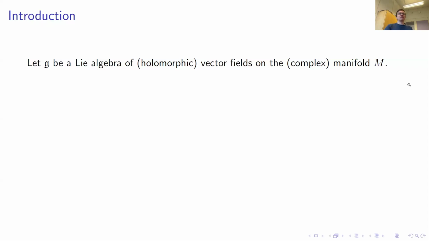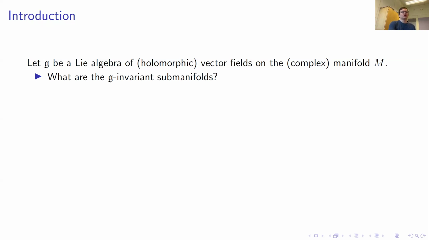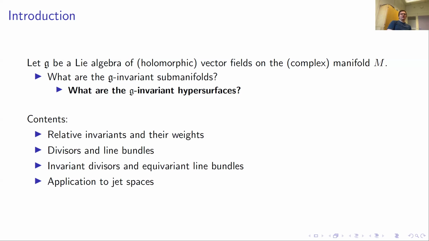The setting that we will have for the rest of the talk, more or less, is that we assume you have a Lie algebra G of holomorphic vector fields on a complex manifold M. One of the natural questions you can ask is, what are the G-invariant submanifolds? Our motivation was originally to compute invariant differential equations, so of course submanifolds inside jet spaces. We'll come back to this towards the end. But for now, we'll consider the general picture. This is a little bit too ambitious, so we'll consider a simpler question: what are the G-invariant hypersurfaces, codimension 1 subvarieties?